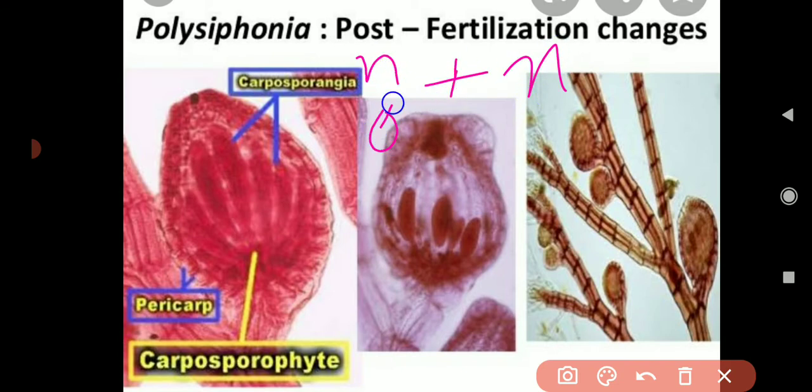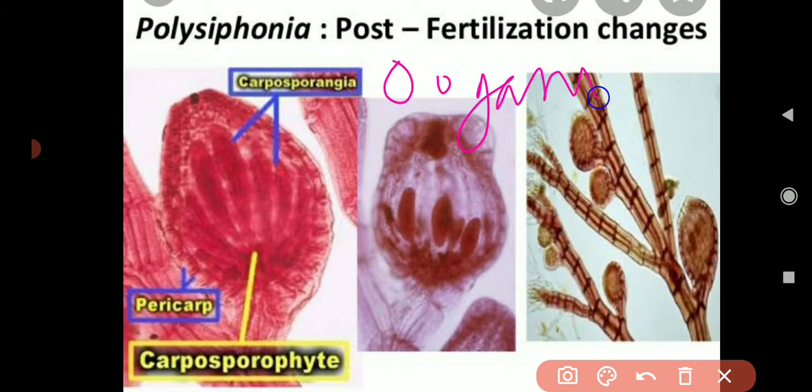This is our, let's say, male, this is the female. When they fuse and form the zygote, that is 2N, this type of reproduction in algae, we will call it the oogamous type. Okay, I don't know if you can see, I'm just drawing with my finger, that's why the writing is quite bad. So when there is a male and a female gamete that can fuse to form a zygote, that type of reproduction is the oogamous type.